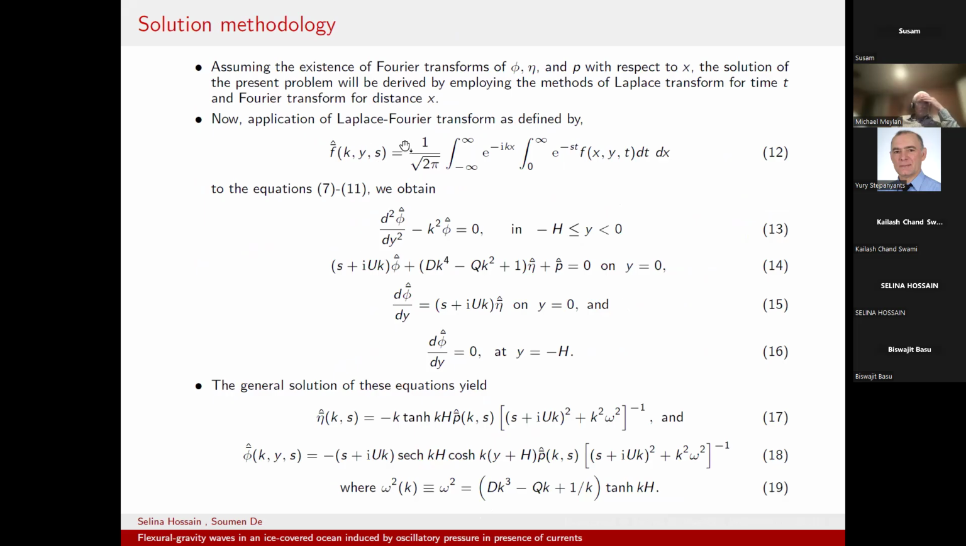Now, applying the Laplace and Fourier transform as defined in equation 12, we can obtain the following set of equations as given in 13 to 16. The general solution of these equations gives the transformed ice deflection eta bar as given in equation 17, and the transformed velocity potential phi as given in equation 18, where omega denotes dk cubed minus qk plus 1 by k tanh h, which is given in equation 19.